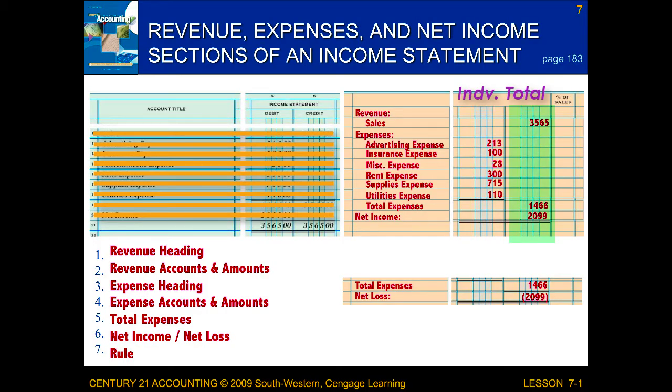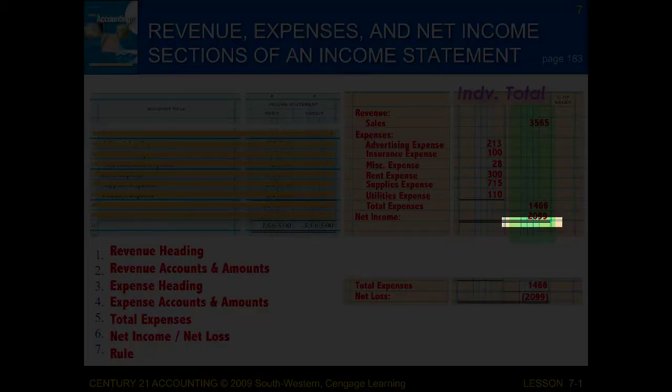Because technically I'm doing my math in this straight line of 3,565 minus my expenses, 1,466 means I would have a net income of 2,099. So this is just a straight math problem down here on the right, and if those expenses plus that income equaled the sales, I would double rule it to show that I'm right.